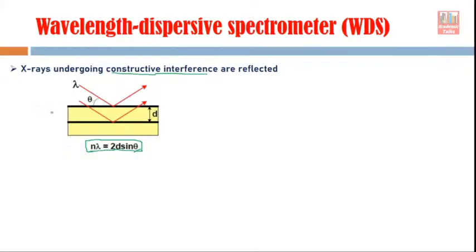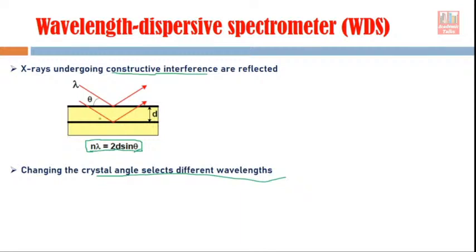So with the help of this Bragg's law, it is possible to identify different wavelengths which are coming out from the sample, because they will produce a different constructive interference pattern at different values of theta. Now, changing the crystal angle selects a different wavelength. So if we change the angle, meaning if we rotate the sample, then this constructive pattern will form at a different position. That way it is possible to select the different wavelengths which are coming out.